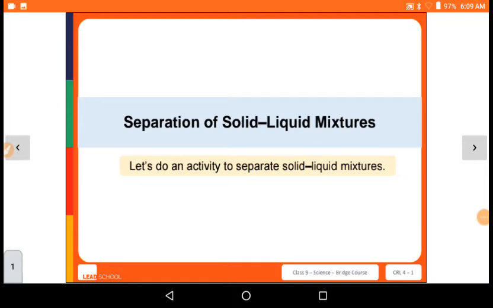So now we have learned about different methods of separating mixtures where all components were solid. Now, what will you do to separate solid liquid mixtures? How will you separate the solid which is in mud from the liquid which is in water? So, for that, we are going to conduct an activity to separate the mud from water.